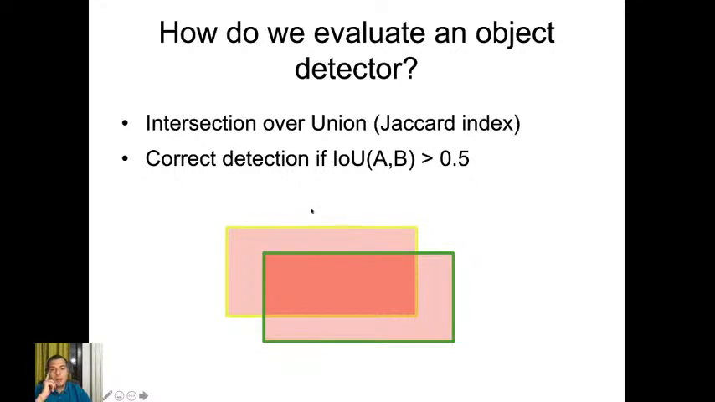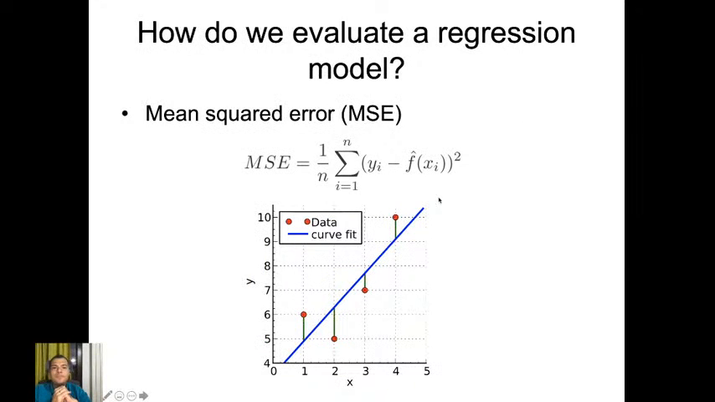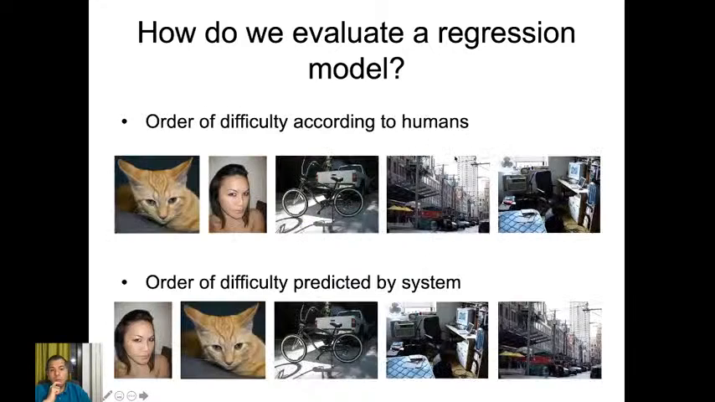So usually in object detection, a detection is correct if this measure is higher than 0.5. Okay, moving on to regression models. As I said before, we can use the mean squared error to estimate the error of these models, which is just the sum of the differences to the power of 2.